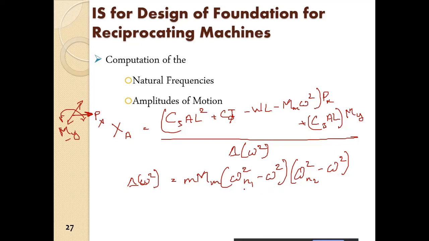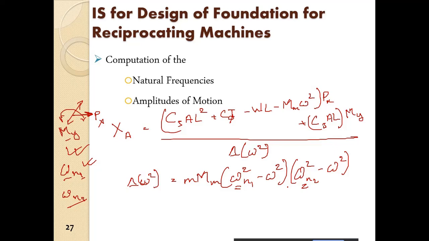Okay, so if you remember, in the last class we defined that this particular system has two modes of vibration and therefore two natural frequencies. One is omega n1, so we have a quadratic equation. If we solve that quadratic equation we will have two values, so we will have omega n2, two natural frequencies. So this is one natural frequency and this is the other natural frequency. We defined that in the previous class. So that is delta omega square.